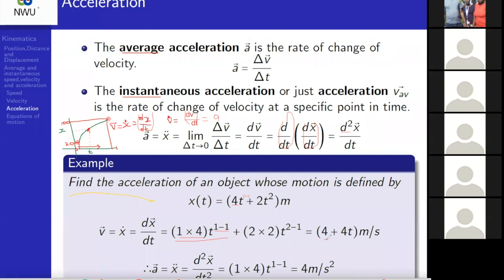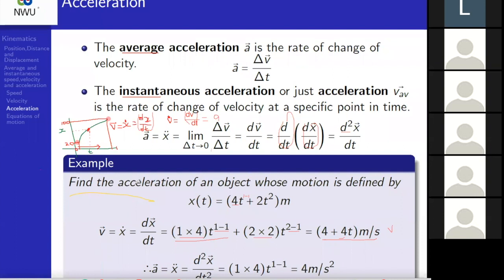And then here you are just going to say 2 times 2, and 2 minus 1. So that will be 4t to the power 1. So this is an expression for what? For velocity. But we are looking for the acceleration, not the velocity.